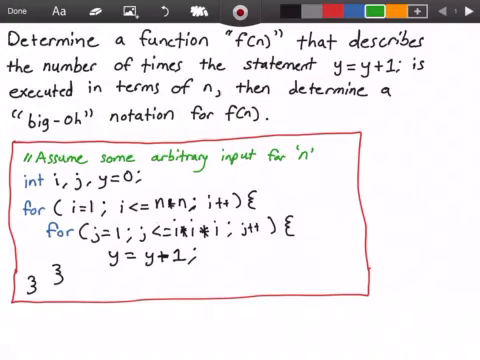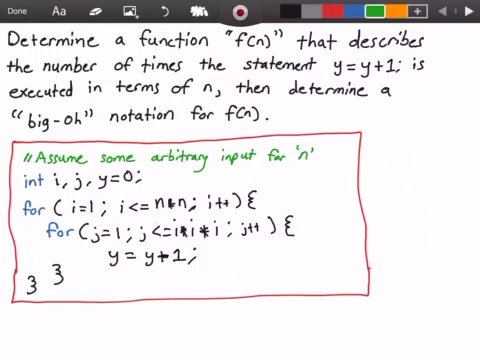In this video, we want to determine a function that we're going to call f of n that describes the number of times the statement y equals y plus 1 is executed in terms of n. Then we're going to determine a big O notation for the function f of n. I have some pseudocode in the red rectangle here that we're going to use to describe the number of times the statement y equals y plus 1 is executed.